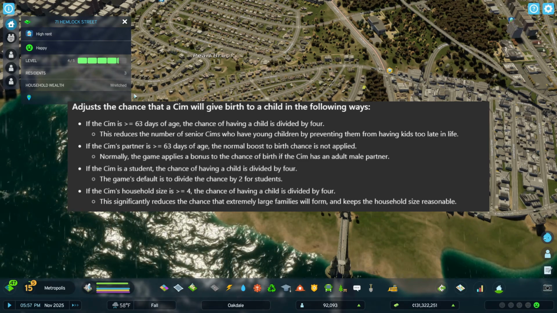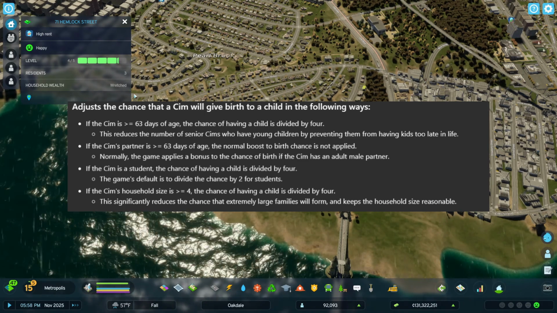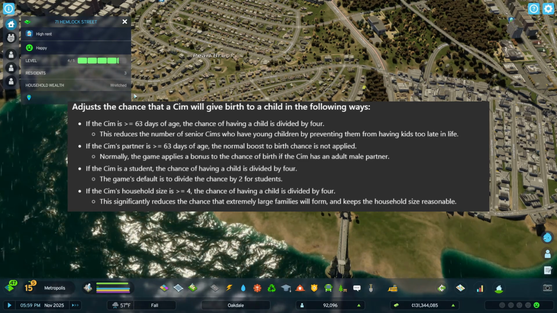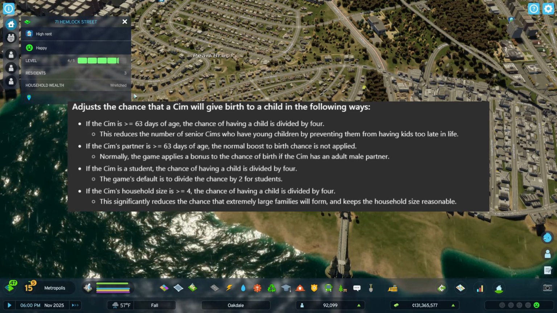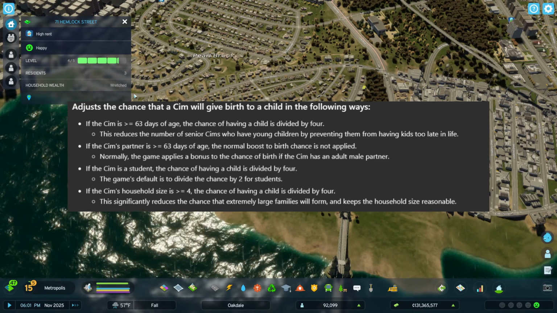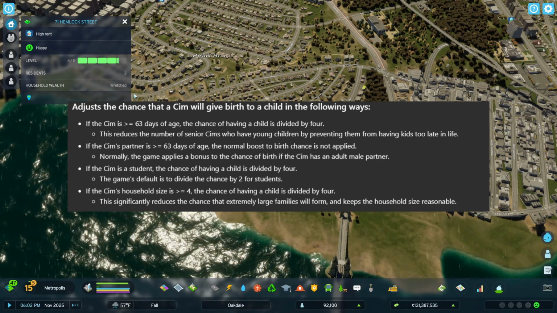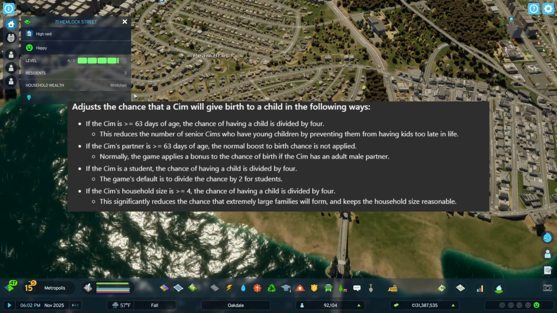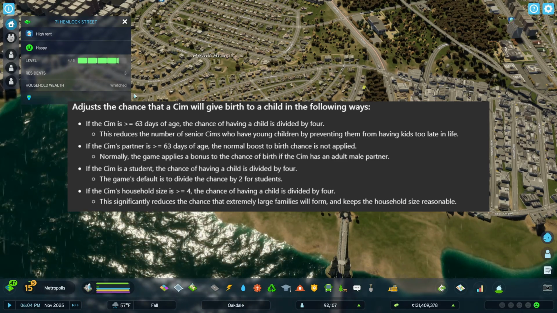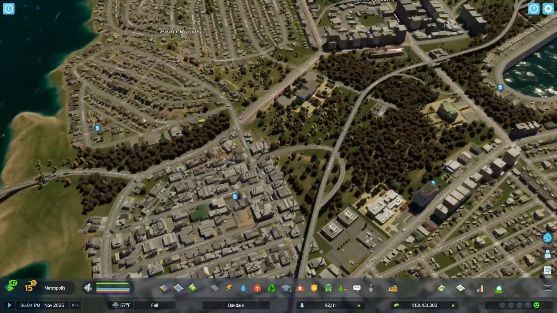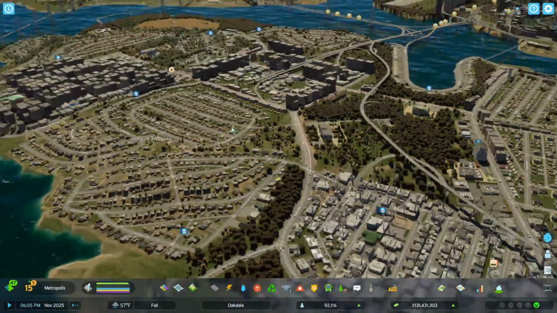If the sim is a student, the chance of having a child is divided by 4 as well. The game's default is to divide the chance by 2 for students. And if a sim's household size is greater than or equal to 4, the chance of having a child is also divided by 4. This significantly reduces the chance that extremely large families will form and keeps household sizes reasonable, so we won't be having as many of these issues coming up.